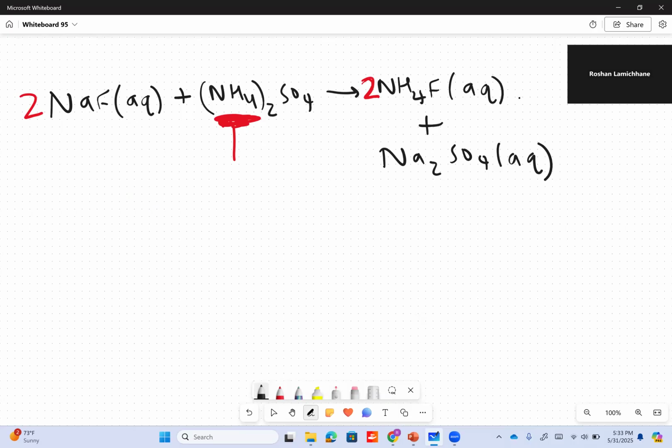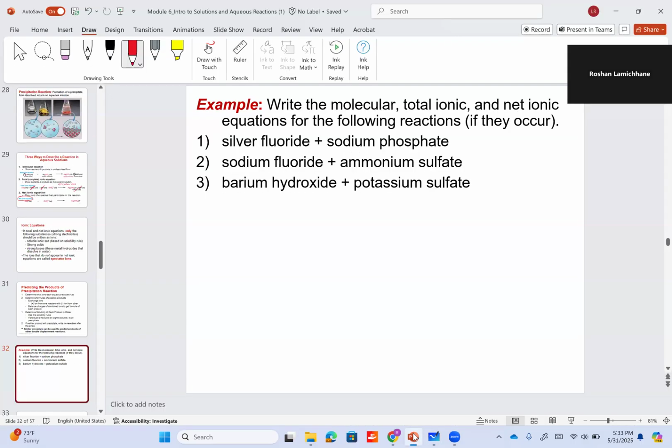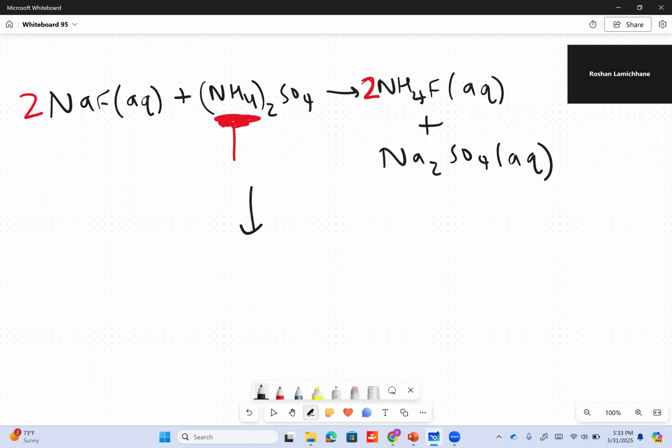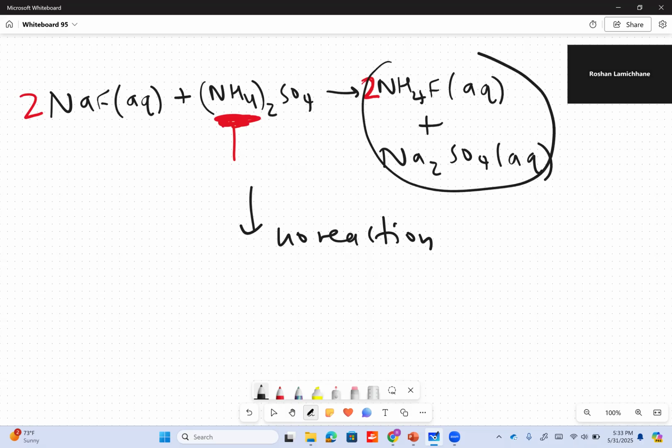All right, now everything is soluble here, right? I did not form any precipitate. So if you look at the roadmap, it tells me if neither product will precipitate, write no reaction after the arrow. So all I do is tell my audience that there is no reaction. Or what it's explicitly telling you is, after you write that out, this arrow should not be written as this, it should just be written as no reaction, because we're not forming any precipitate at all. That's what they are telling you.